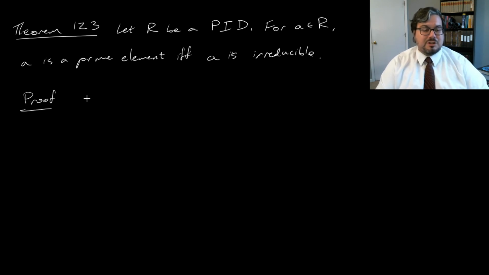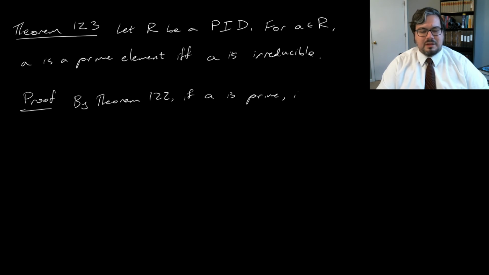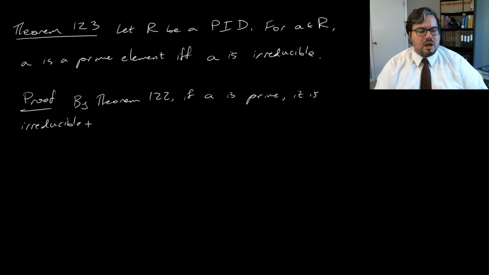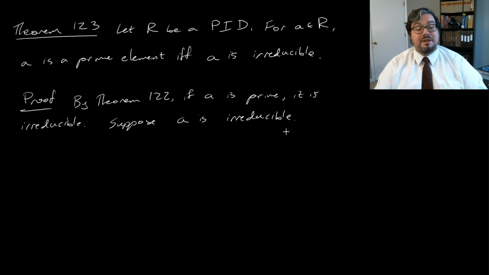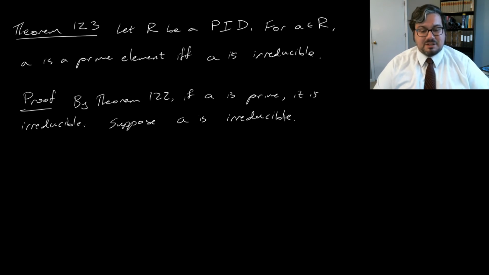Half the proof is, of course, already done. By theorem 122, if A is prime, it is irreducible. So now, let's suppose that A is irreducible, and we want to show that it is prime.